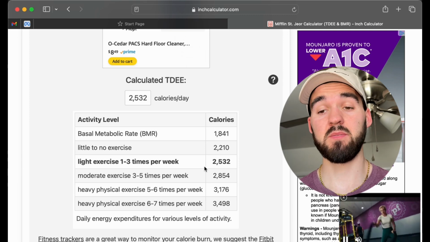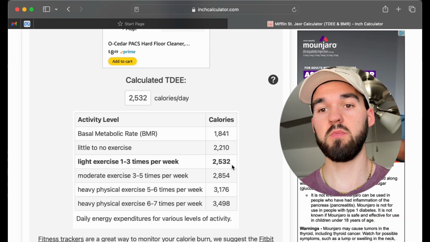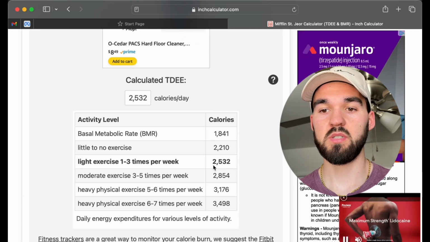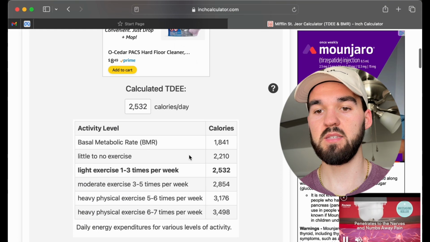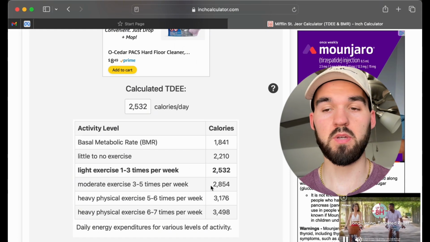Obviously this is just an estimate and you need to keep that in mind, but this is about as close as we're going to get without hooking you up to a bunch of systems. So keep in mind the 2,532, we'll just say 2,530 to make it easy, and remember that number, or whatever number you got. Next, you need to figure out how quickly you want to burn this fat, basically what your goal weight is and by when.